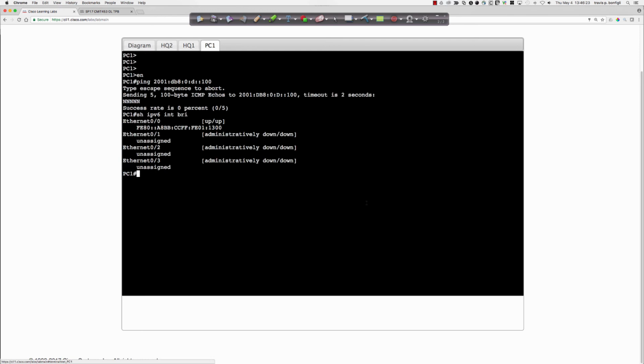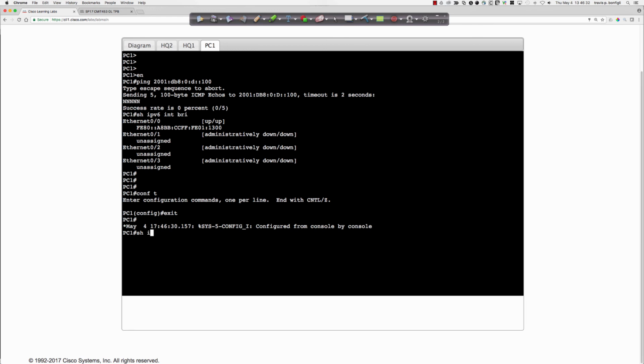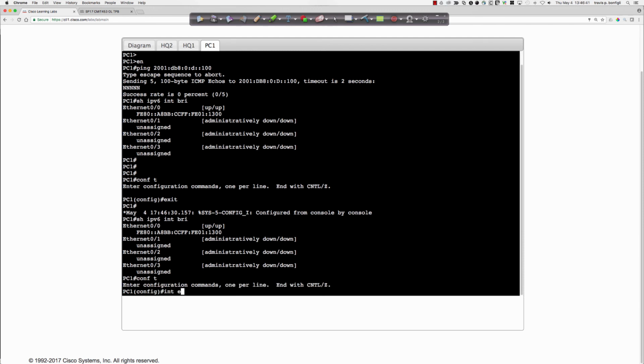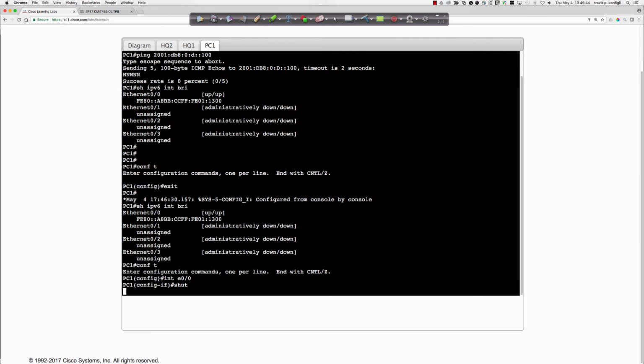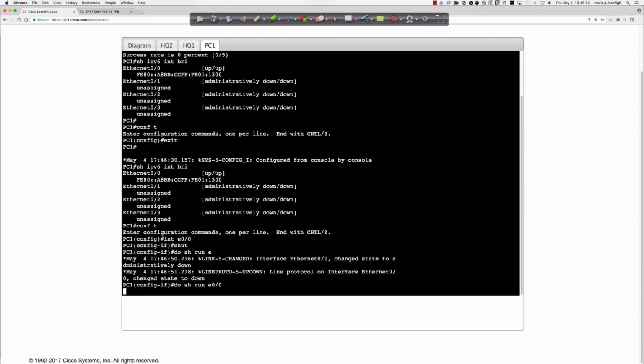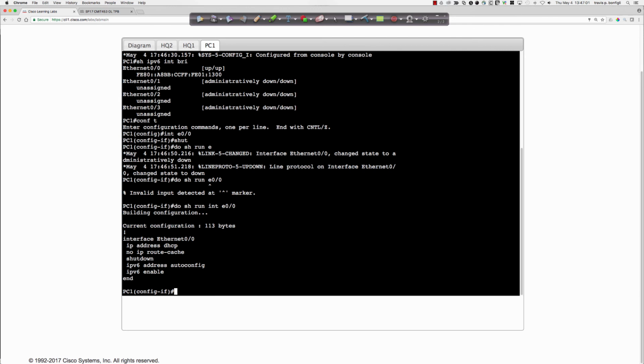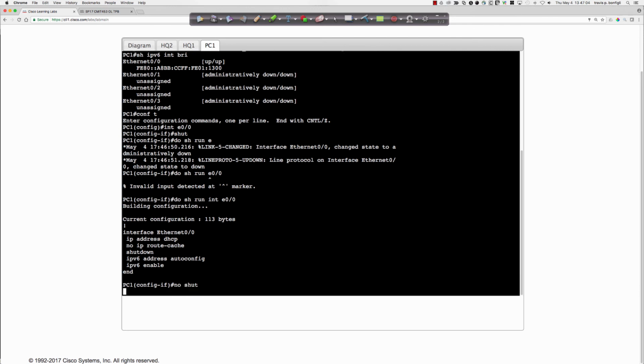Okay, so now through neighbor discovery, I don't need to go into global config. I should pick it up automatically here. Show IPv6 interface brief. No. All right, global config, interface Ethernet 0/0. Let me shut it down, and then we're going to do a no shut. Do show run interface Ethernet 0/0. Okay, so IPv6 address autoconfig is on there. So now we're going to say no shut.